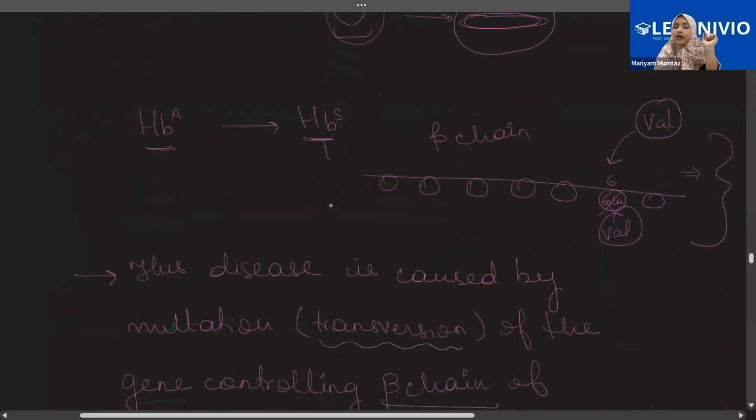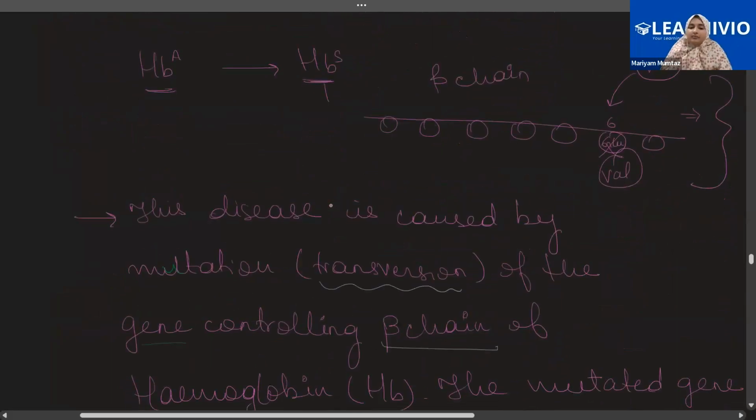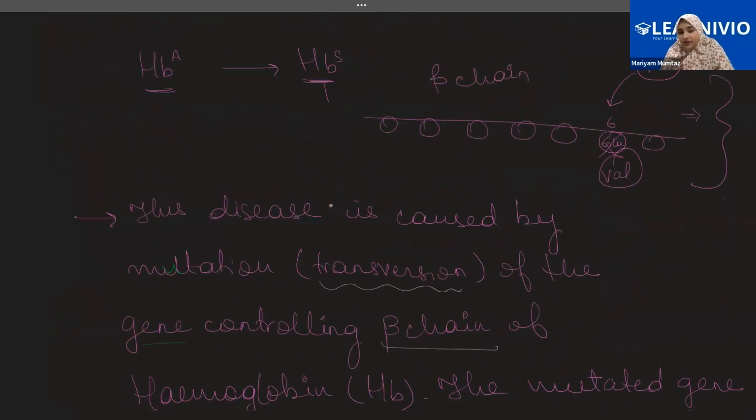Basically, this disease is also a result of mutation. It is caused by mutation. Which kind of mutation? Transversion. Transversion. What was transversion? When one base is different from the other, like if a purine is there, then a pyrimidine takes its place.